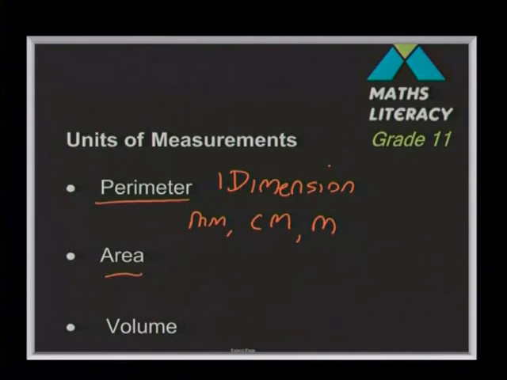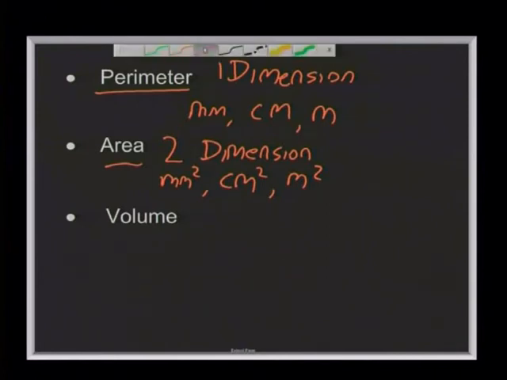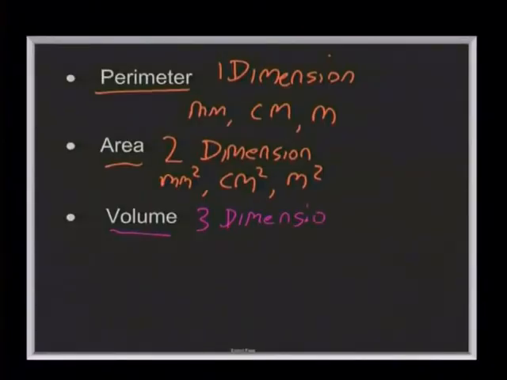Area, on the other hand, is always two-dimension, and your units of measure for area will then be millimeter squared, or centimeter squared, or meter squared, because we're dealing with two dimensions. Our volume is three-dimension. What is inside the shape? It is three dimensions. And we measure those in millimeter cubed or centimeter cubed, meter cubed, kilometer cubed, any kind of measurement, but it is cubed, three dimensions.